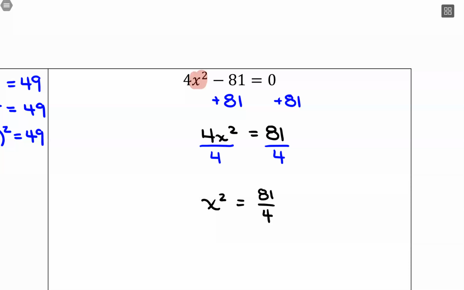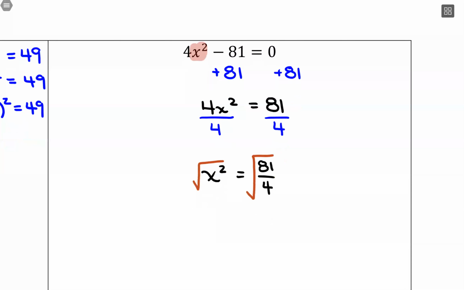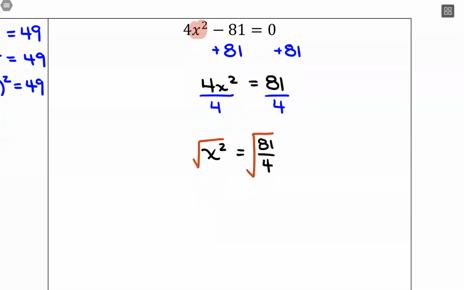Okay, now that I have x squared all alone on one side of the equation, I can take the square root of both sides. And I'm going to write my equal sign, and I'm going to get that plus or minus written down as fast as I can before I forget to do it. So we have our plus or minus. The square root of x squared is just x. And then the square root of 81 over 4, you can use the rule that that's the same thing as square root of 81 over square root of 4. So square root of 81 is 9. Square root of 4 is 2. So this is plus or minus 9/2.